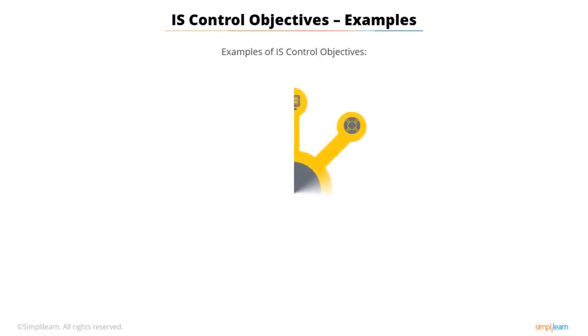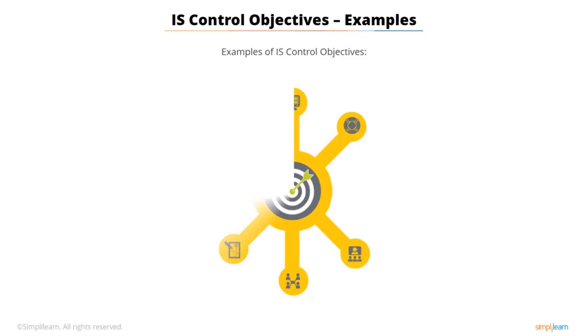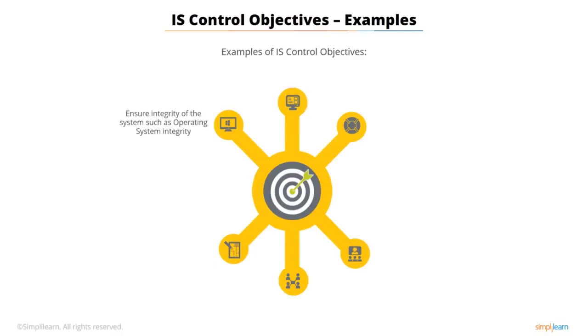Here are some examples. Now, I note that these are very general. They're meant to be. This isn't telling you how to implement them. This is telling you the objectives. For example, ensure the integrity of the system, for example, an operating system. Ensure the integrity of sensitive and critical application systems, your financial data, your customer data. Safeguard your assets. That includes physical assets as well as technology assets.